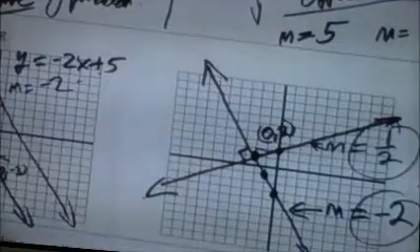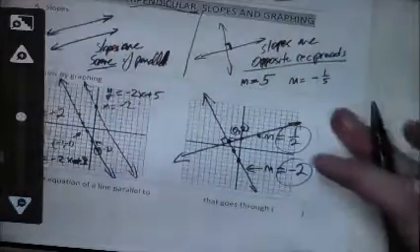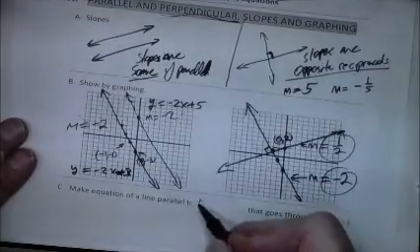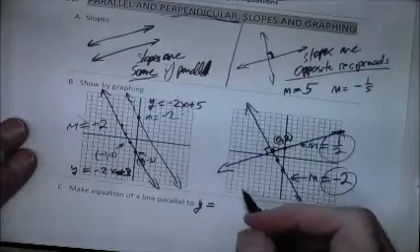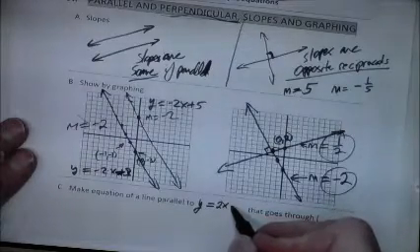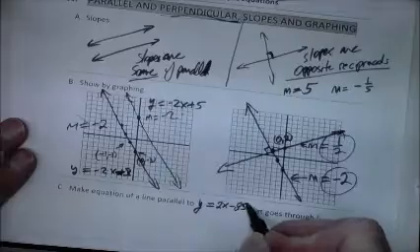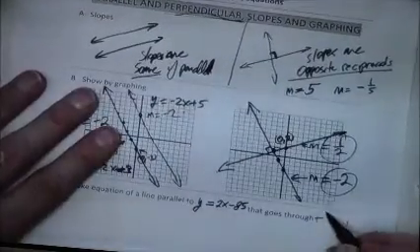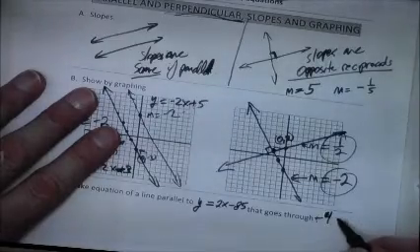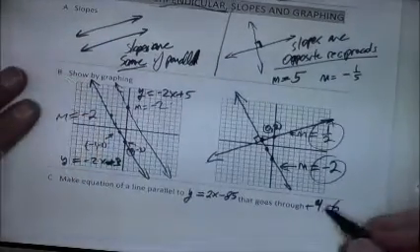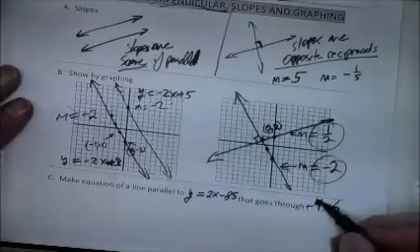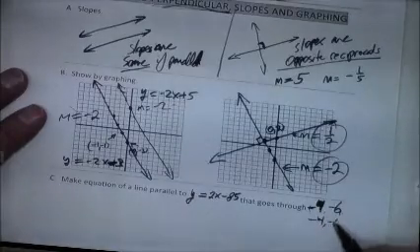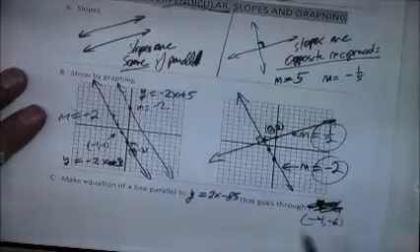Now, what we're going to do, this is the graphing, how they look. Now we're going to move to the equations of them. Make an equation of a line parallel to y equals 2x minus 85 that goes through -4, -6. Yeah, that works. It's supposed to be a -4, really. -4, -6. Now there, that's better. Okay.